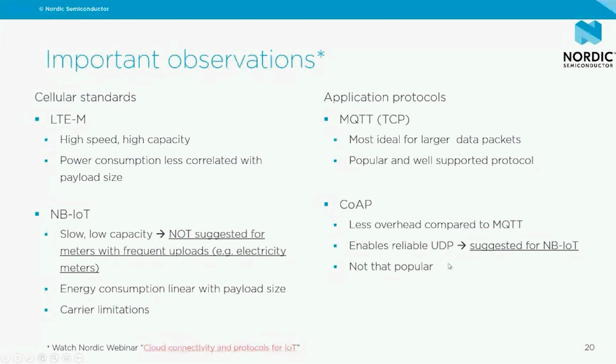But it's not that popular yet, though we definitely see that it's growing in popularity, because in utility metering, but also in other applications, there are cases where you don't need to send a lot of data, and then it can be really beneficial to use a more lean protocol than MQTT. We did a webinar back in Q4 called Cloud Connectivity and Protocols for IoT. If you look at that webinar, we go into a lot more depth on these topics and show you some real life examples of where the threshold is between, for example, running MQTT and CoAP, depending on your payload size. So look at that if you're interested to understand more about these topics.